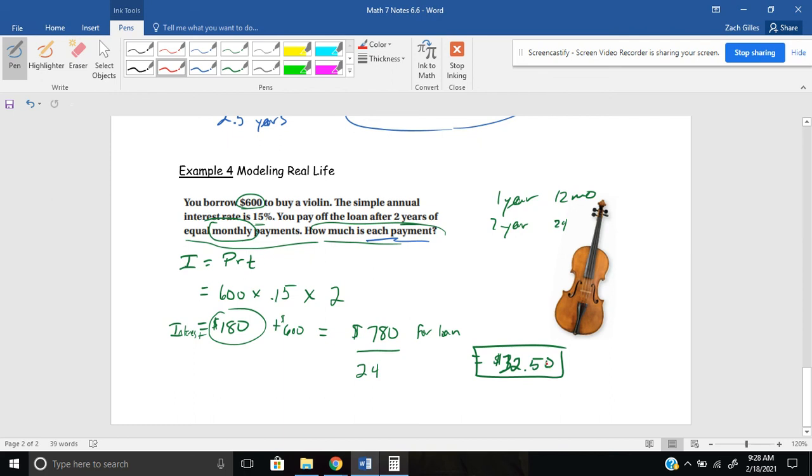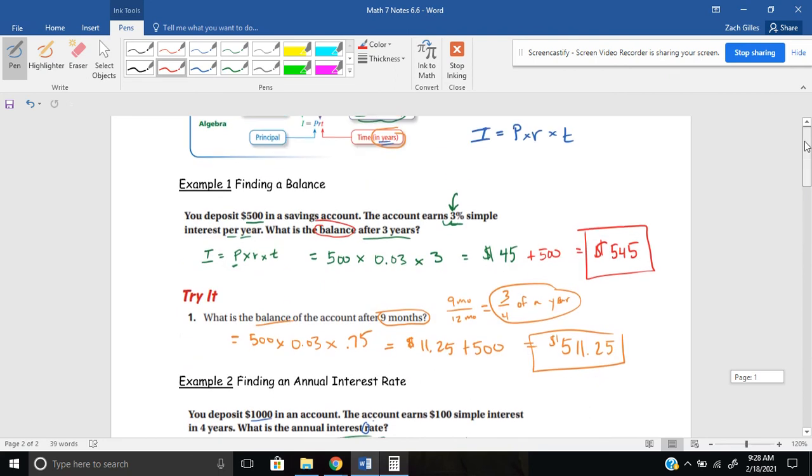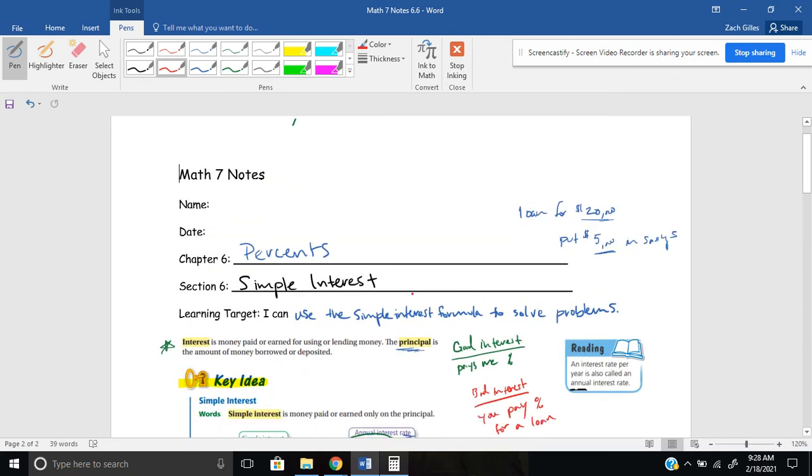Okay. So that does it for simple interest. Hopefully you have a little bit better understanding. Again, this will also be very applicable in real life in a very short amount of time when you start opening bank accounts and start taking out some loans.